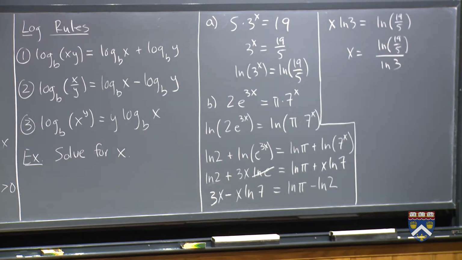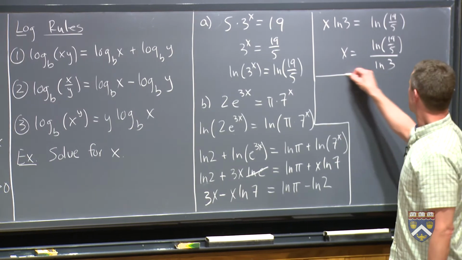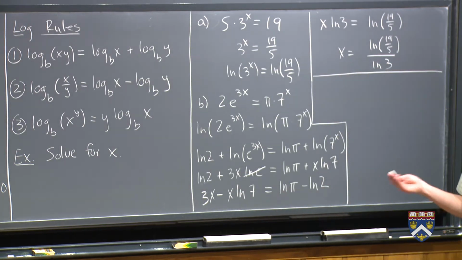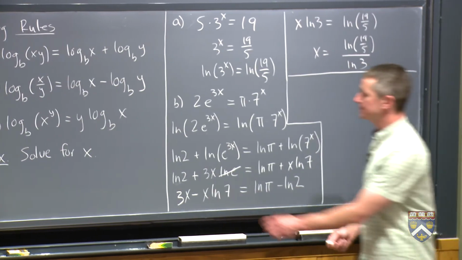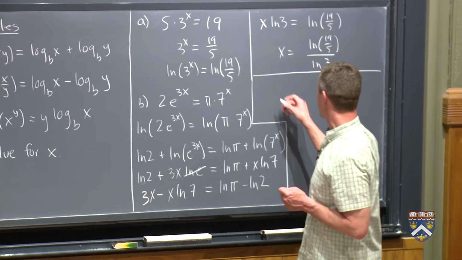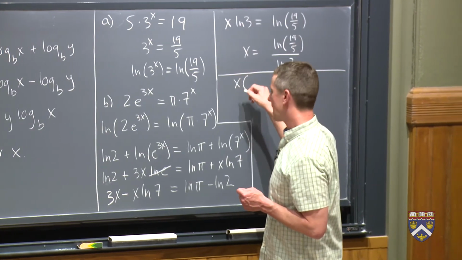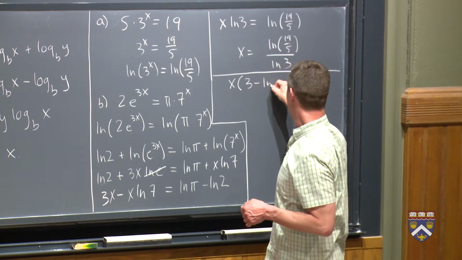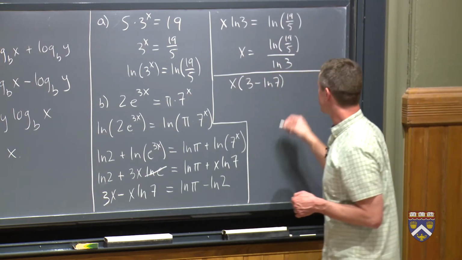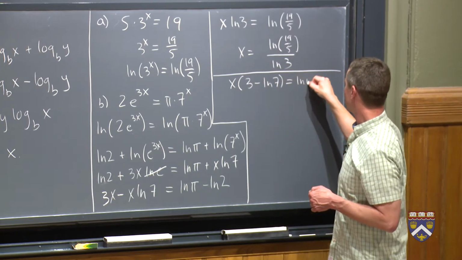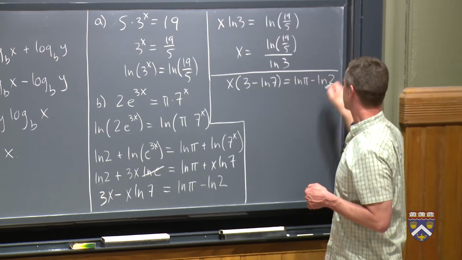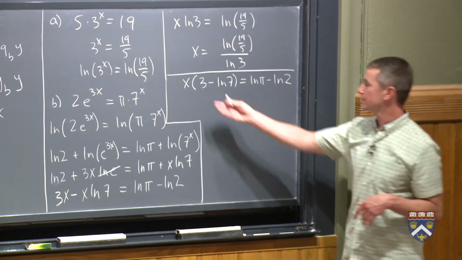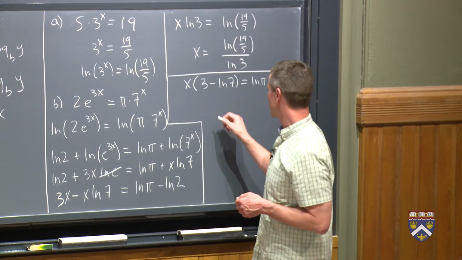Now we're almost done. Now we've got two different x's here. We wish we only had one x. And we can accomplish that by factoring an x out of both of those two terms. So we get x. When I factor an x out of the first one, I'm left with a 3 and an ln of 7 from the other one. And on this other side, I have ln of pi minus ln of 2. And then the last step is just to divide by this 3 minus ln 7.